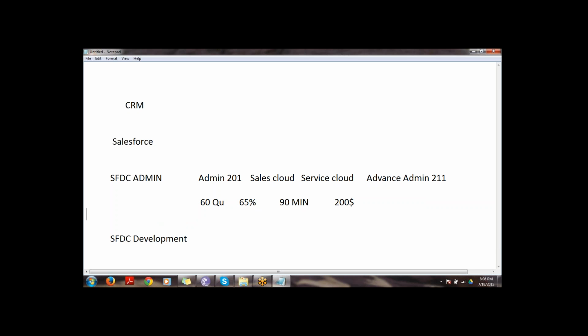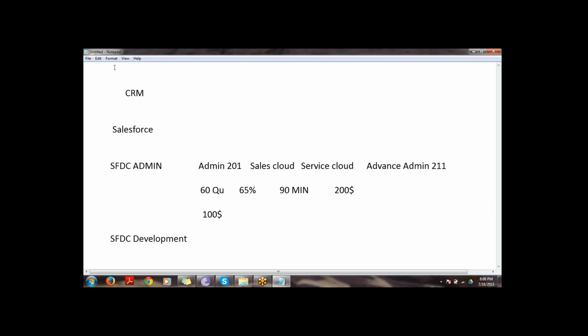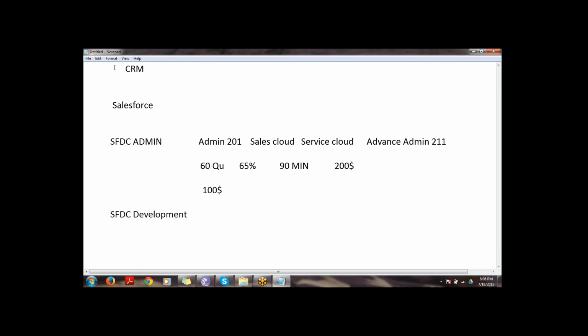And every year, guys, you need to pay $100. This is your certification maintenance fee. Every year we need to pay $100. This is our Salesforce certification maintenance fee. This is about the admin side. On the administration side, do you have any doubts, guys? Everybody clear?